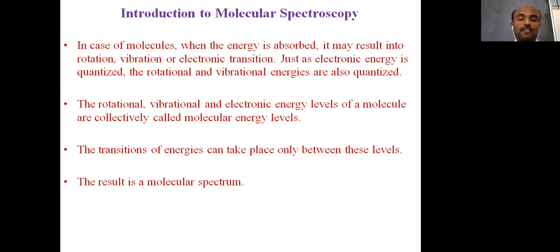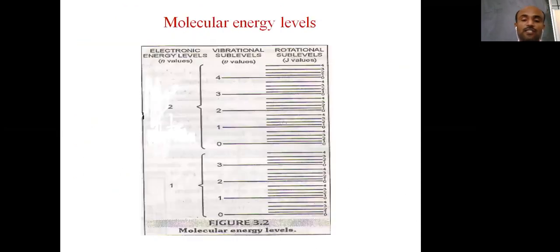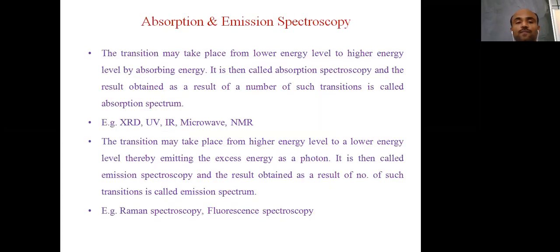So molecular energy is simply the energy associated with molecule, and it is nothing but the sum of rotational, vibrational, and electronic energy. Transition of energies can take place only between these energy levels. So molecules are arranged in different energy levels, and during transition, it jumps from one energy level to another energy level. And this transition results into the molecular spectrum. So in this way, energy levels are arranged, and the transition from one level to another level takes place by absorbing energy from particular radiations.